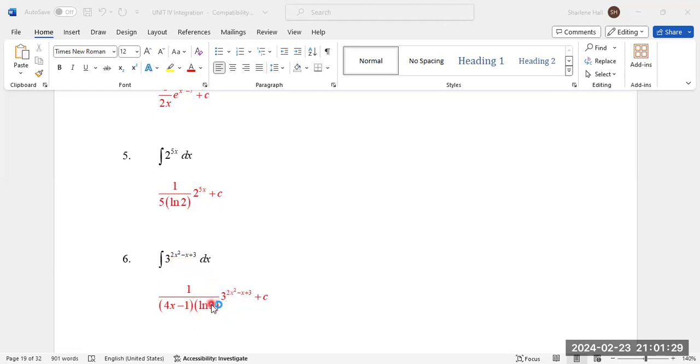All right. So Mario, you got a piece of the question right. You got the ln 3 part right, but you did not differentiate the function. You said 2x. You have to differentiate the power up here. When you differentiate 2x squared minus x plus 3, you're going to get 4x minus 1. So it's going to be 1 over 4x minus 1, ln of this number here, and then you write back the original function plus c. You see that, Mario? Yes, sir.